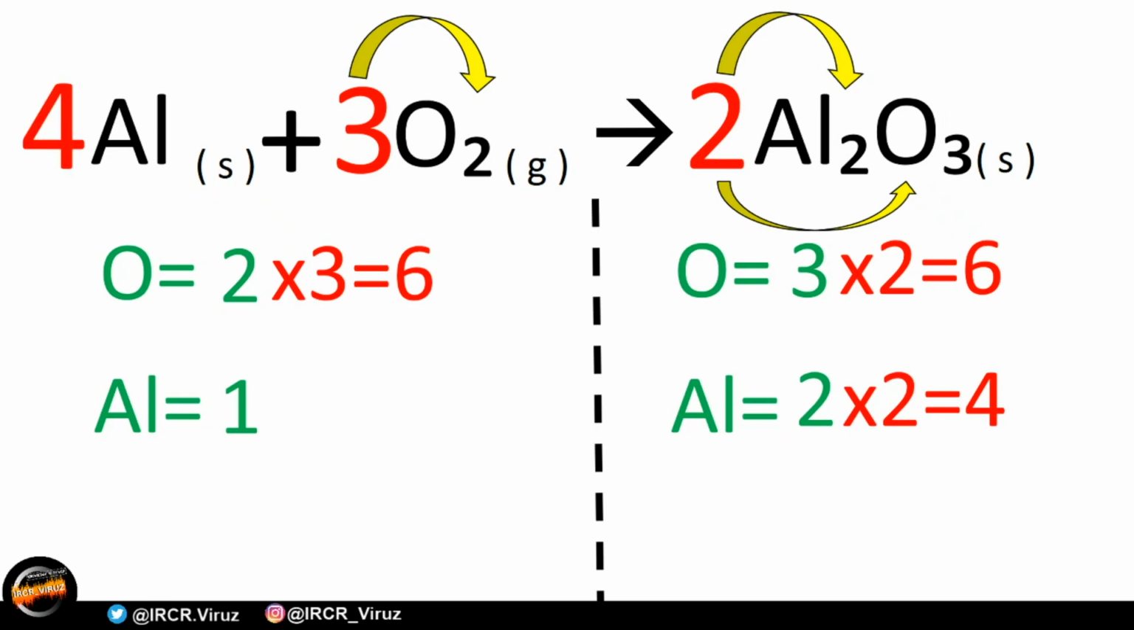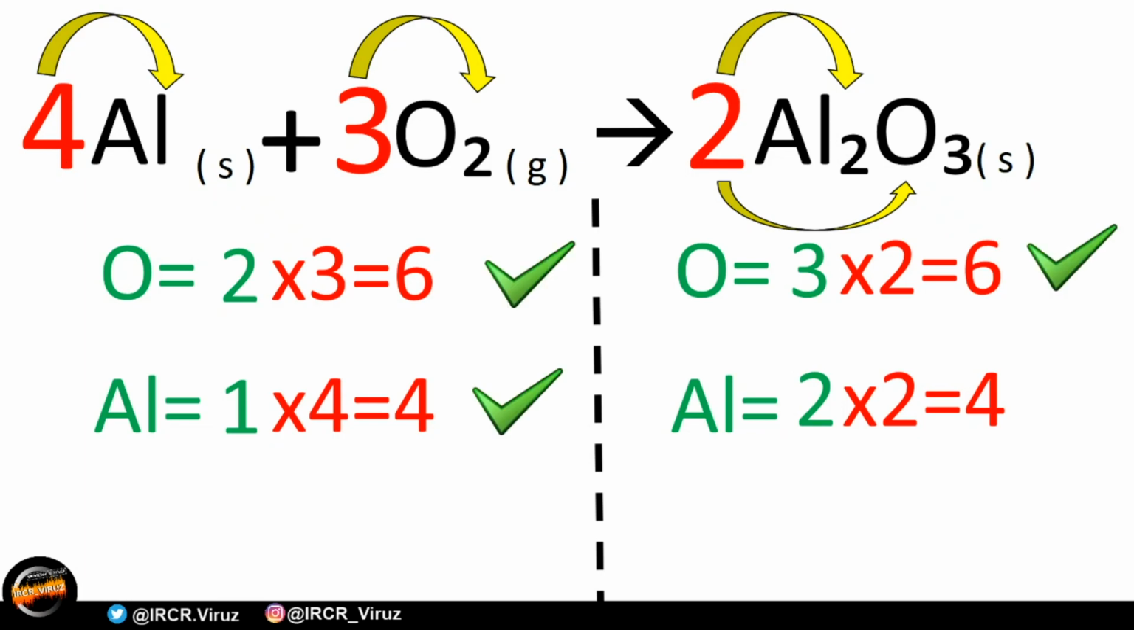So make the small number equal to the big one: make that 1 equal to 4, so we just have to multiply it by 4. That's what we have there: 6 oxygens, 4 aluminiums, 4 aluminiums, and that's how that one is done.